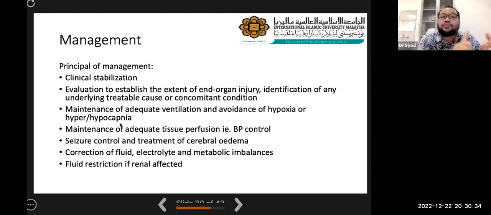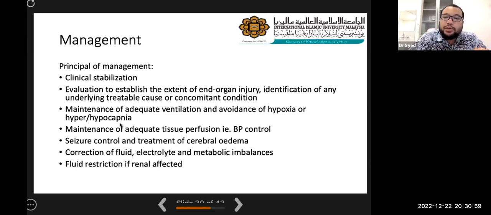Make sure we have adequate ventilation if the baby needs ventilation, because sometimes when we give cooling therapy, it will suppress breathing and so on. So sometimes we may need to give ventilation support. So we need to make sure there's no hypoxia, but there should be no hyper or hypocapnia as well. So carbon dioxide level should be maintained as well.